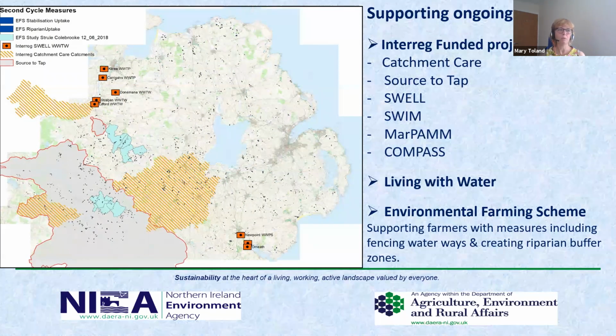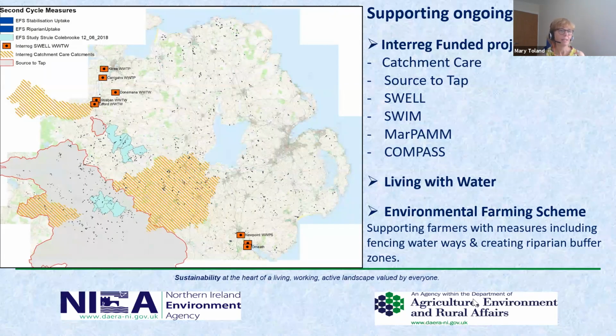So there are quite a lot with the European funding, and they're part funded by DAERA as well, but you can look those all up on the website. The Living with Water project is the drainage infrastructure plan for Belfast. So the upgrades there should definitely help once that's up and running. And the environmental farming scheme, we've been working with the Knowledge Advisory Service, and this supports farmers with fencing off the waterways and creating the buffer zones as well.